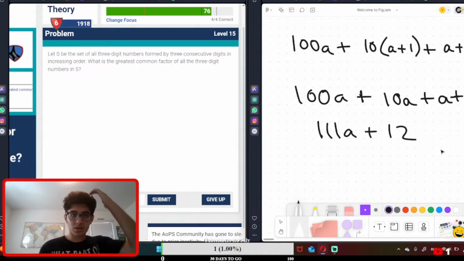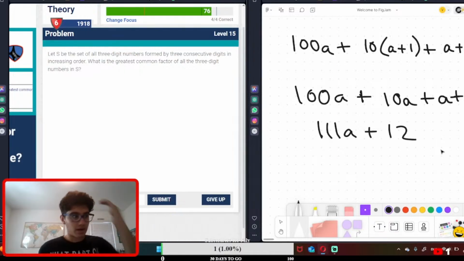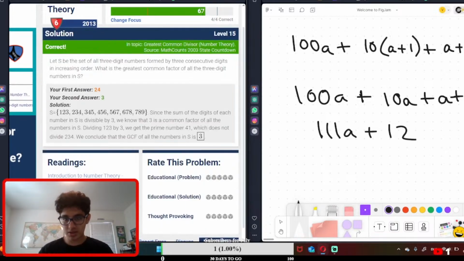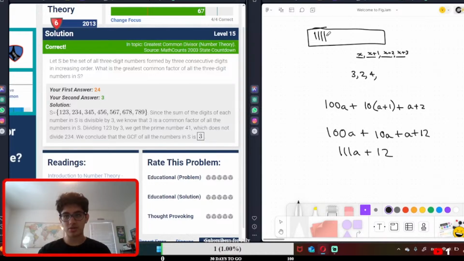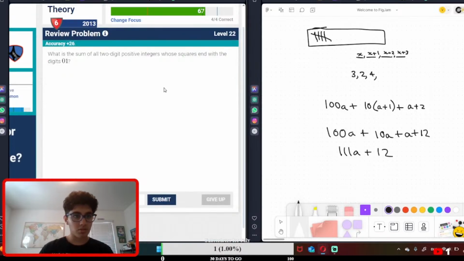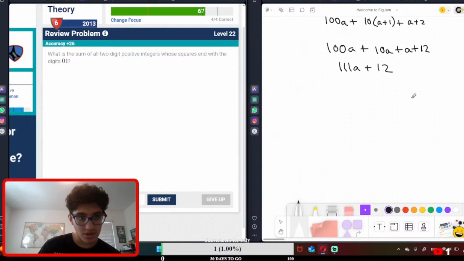Oh, wait, then it'll be 3, right? And it has to be 3, in fact. So it should just be 3, since 3 consecutive numbers will always add up to a multiple of 3. This is the fifth question. What is the sum of all two-digit positive integers whose squares end with the digits 01?